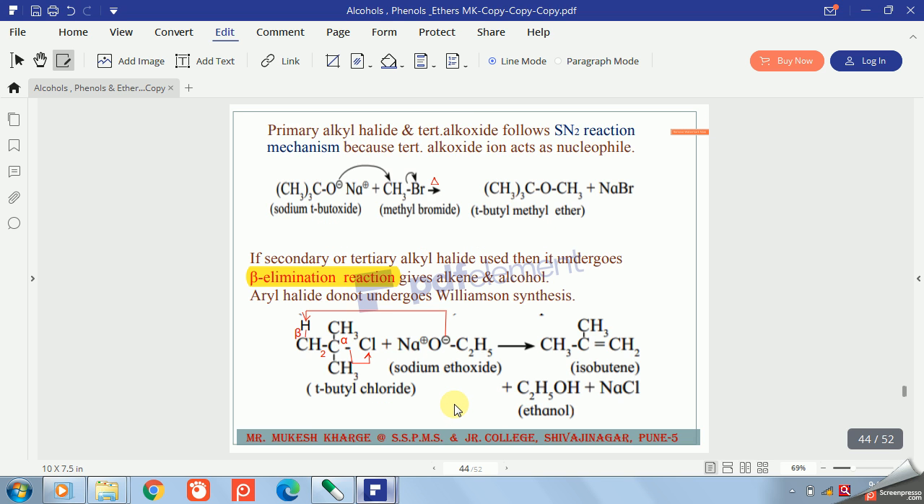So this is about the reaction. In this way there is a removal of hydrogen from beta carbon and the reaction takes place. We get a double bond between this alpha and beta carbon, and C2H5OH and NaCl. So this is the beta elimination reaction, and the previous one is the SN2 reaction.